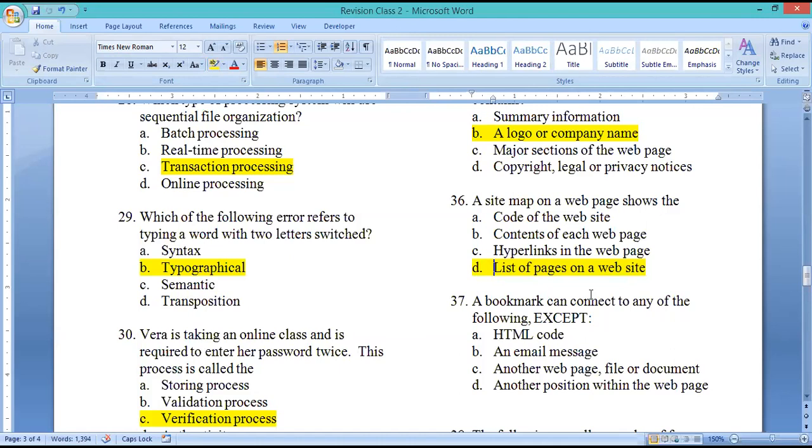When you think about a map, you think about the location of something. So a sitemap would be the list of pages on the website. So it would allow you to easily locate the various web pages in the website.